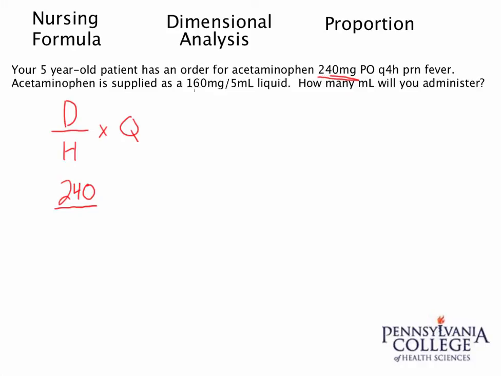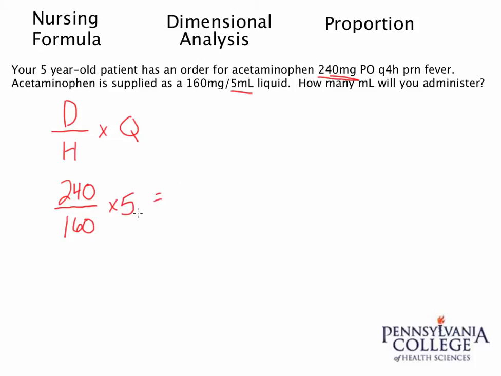So for the have and the quantity, this is where you're going to look at the concentration of the medication that's available. So 160 milligrams is what we have. And that 160 milligrams is contained in what quantity? What size is that 160 contained in? It's contained in 5 milliliters. So we multiply by that size, which is 5.